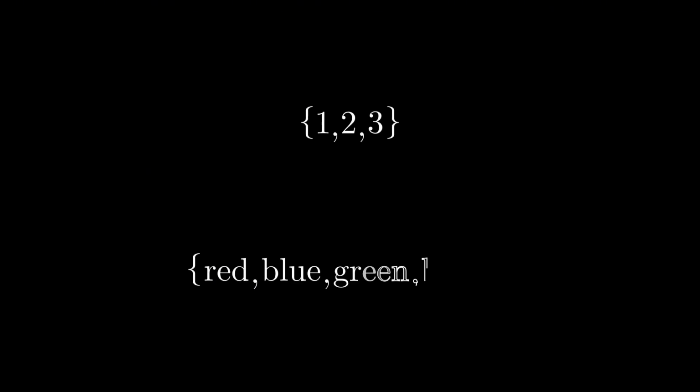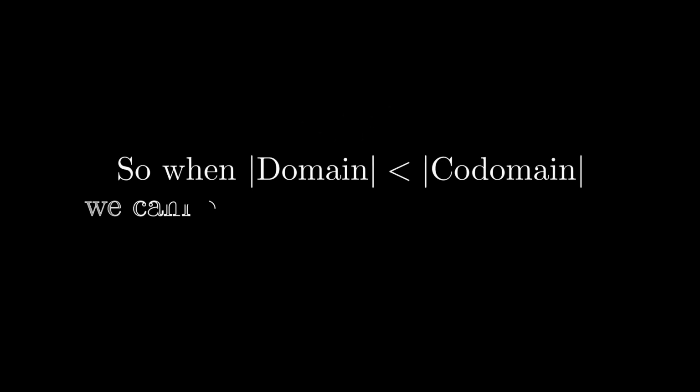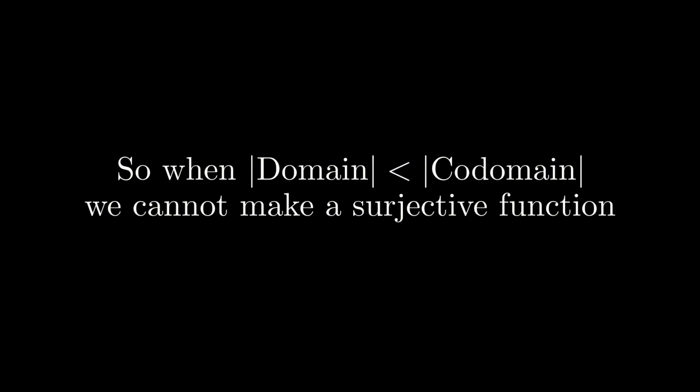Now, why is this the case? Well, let's look at an example where the cardinality of the domain is less than the cardinality of the codomain. Remember that in order for a function to be surjective, every element in the codomain must get mapped to by an element in the domain. So let's try to make a surjective function between these two sets. Let's map 1 to red, 2 to blue, and 3 to green. Well, now what? We've run out of elements in the domain to map from, so no matter how we map the elements in the domain here, one element in the codomain will always be left uncovered. So when the cardinality of the domain is less than the cardinality of the codomain, we cannot make a surjective function between them.